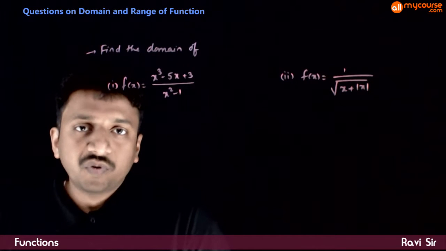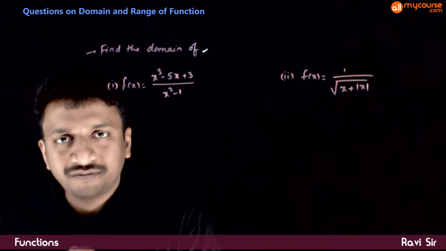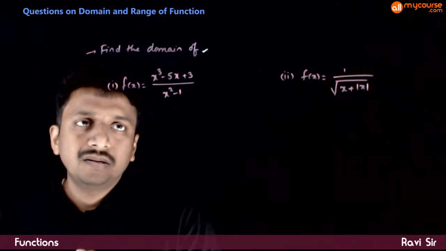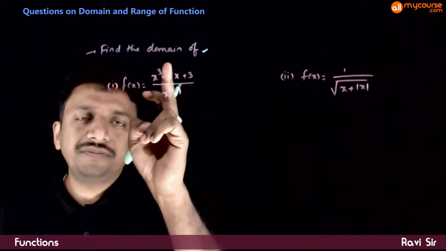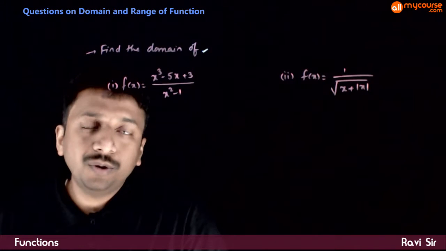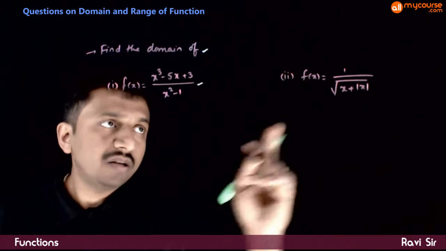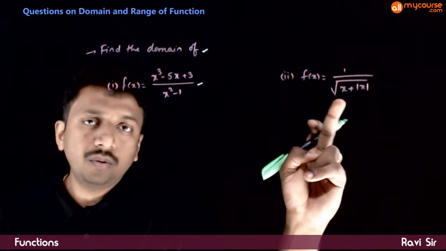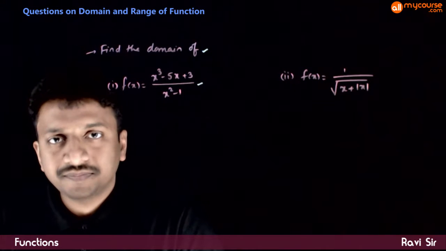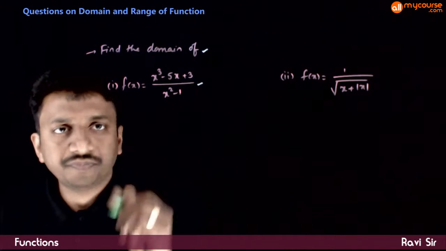So let us look at some questions based on the domain and range of a given function. In this question, you're asked to find the domain of f of x is equal to (x cube minus 5x plus 3) by (x square minus 1), and f of x is equal to 1 by root of (x plus mod x). So you're asked to find the domains of these two.